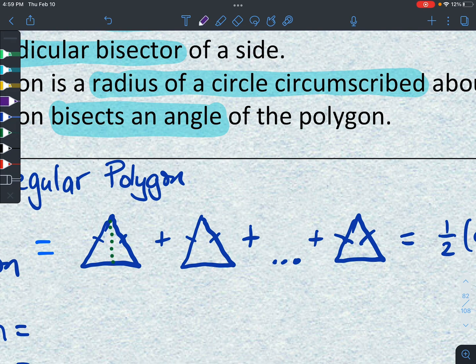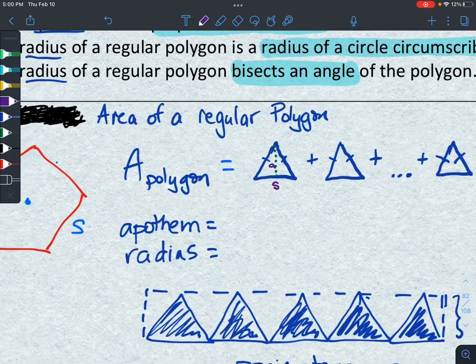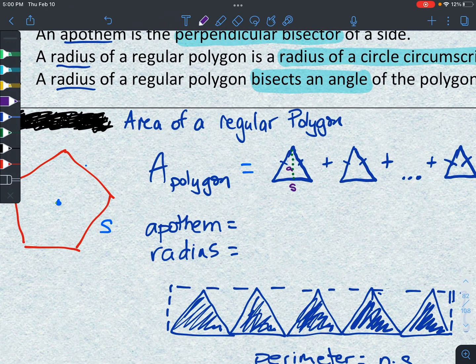There is the altitude, and there is the side length, or the apothem, of the polygon. So again, the apothem, we like to represent that with an A, and the radius is kind of this edge here. So there's the radius and there's the apothem.